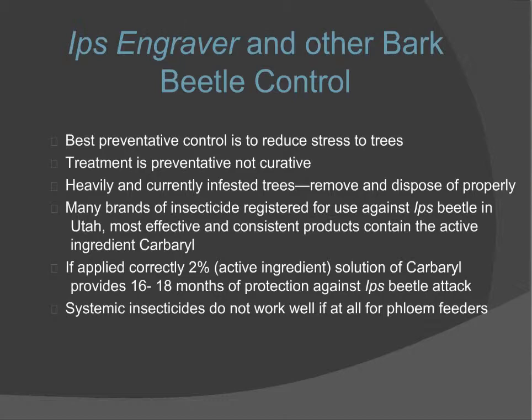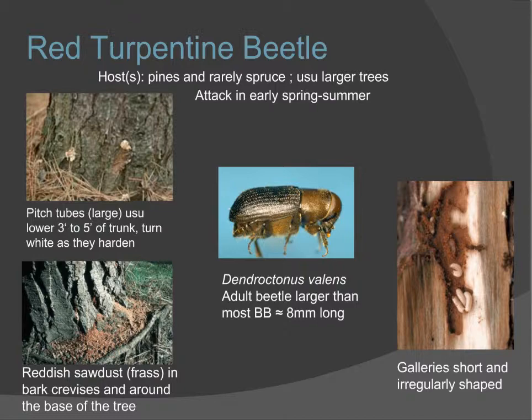Red turpentine beetle is also another bark beetle that is associated with tree stress. This is a Dendroctonus, and you can see the round rear end there on that one. These attack only the 3 to 5 feet of the trunk at the base. And this is something new that we've been seeing over the last 5 years. It's starting to pick up more populations and becoming a pretty big problem here. So you'll basically be looking for reddish sawdust around the base, fairly big size clumps of pitch or pitch tubes.